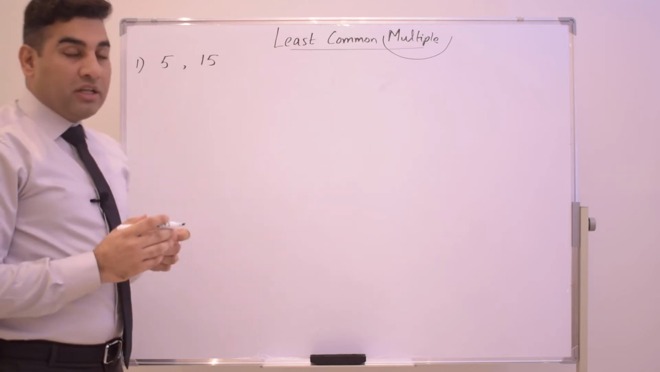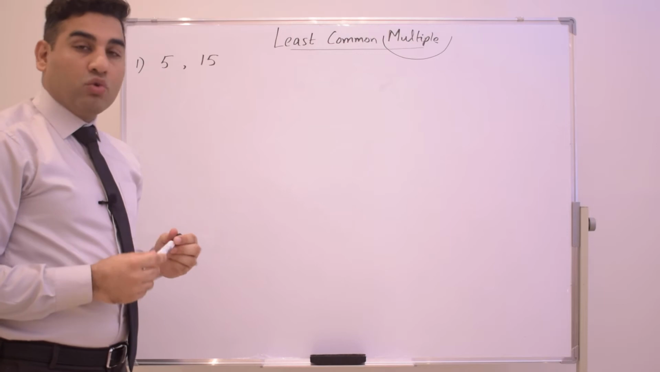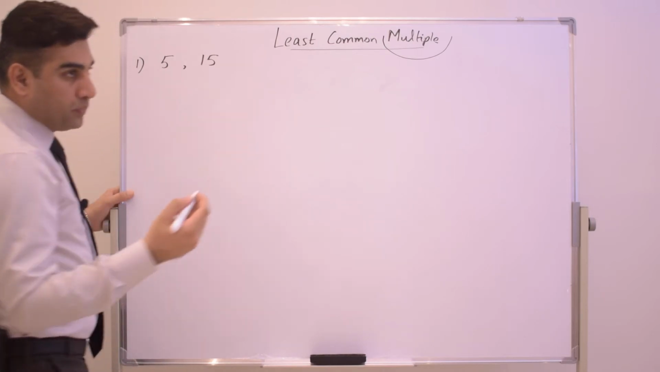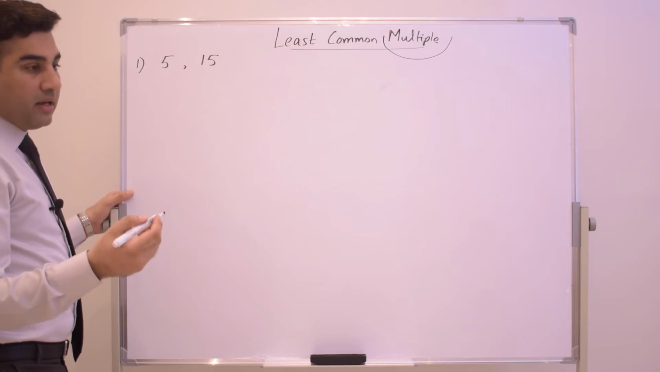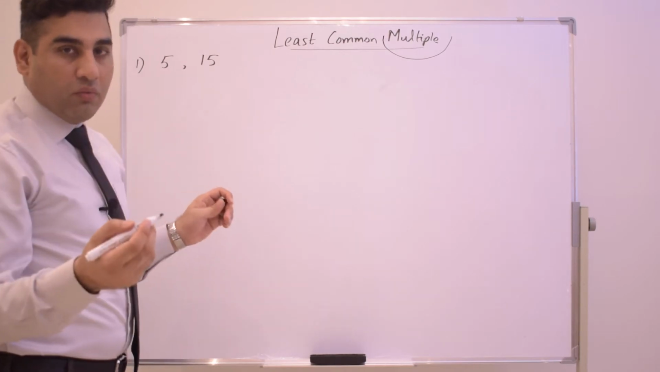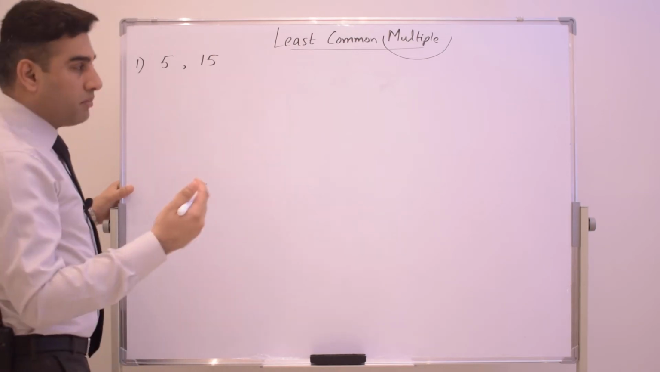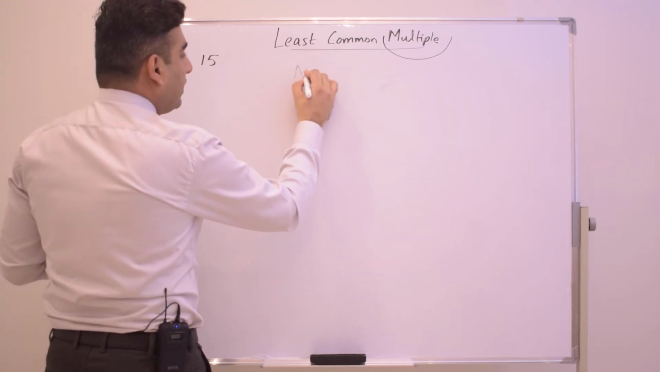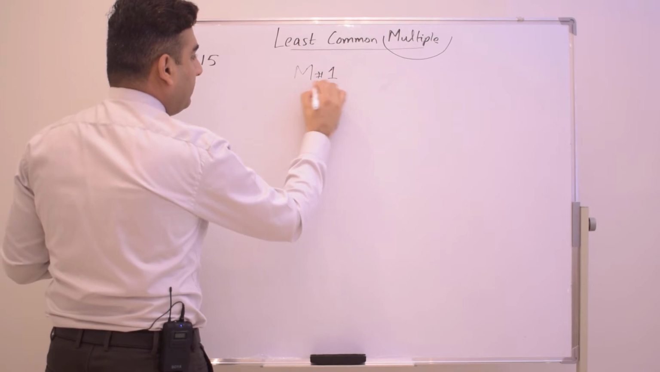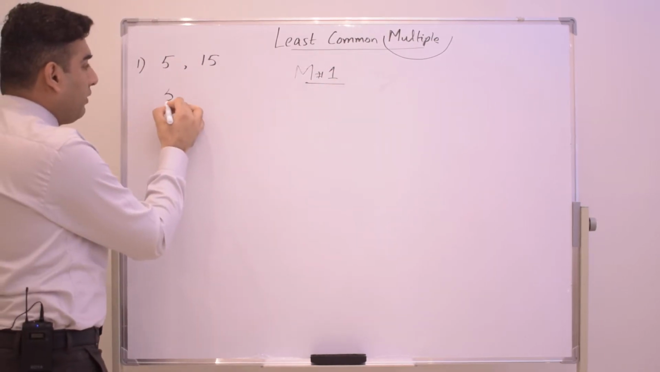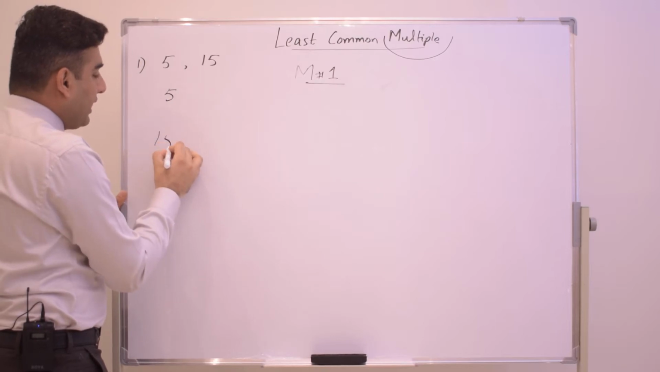To find the least common multiple, always remember we have two methods. I will do the first method first and later the second, and after that it's up to you which method you like. You can choose and use it for your given numbers. So guys, method number one. I'll write here a 5 and here 15.